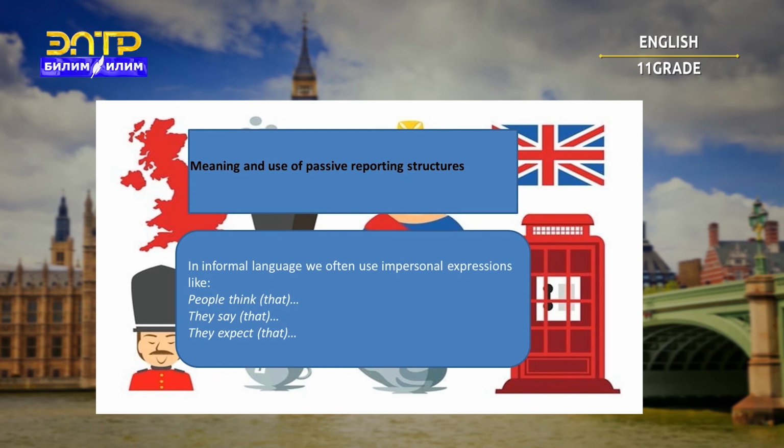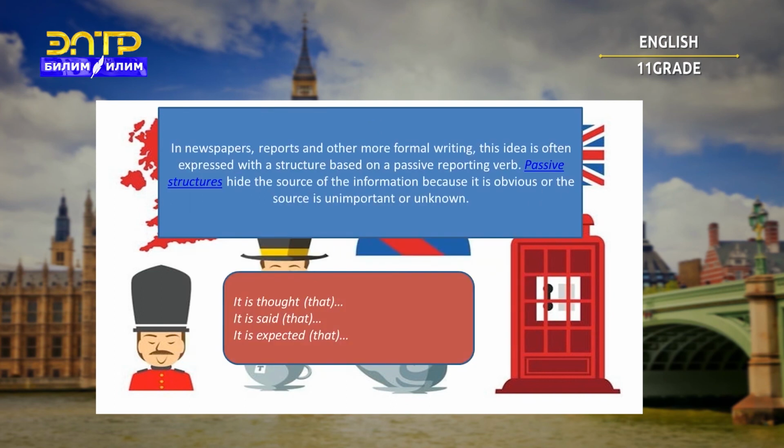Meaning and use of passive reporting structures. In informal language, we often use impersonal expressions like "people think that," "they say that," "they expect that." In newspapers, reports, and other more formal writing, this idea is often expressed with a structure based on a passive reporting verb. Passive structures hide the source of the information because it is obvious or the source is unimportant or unknown.